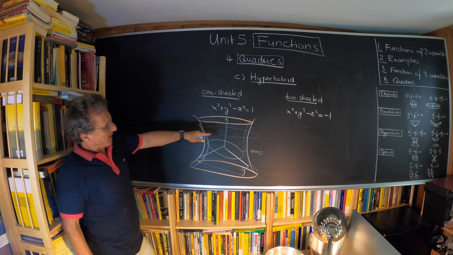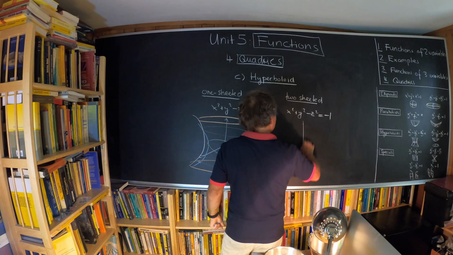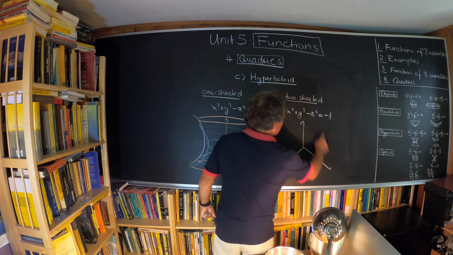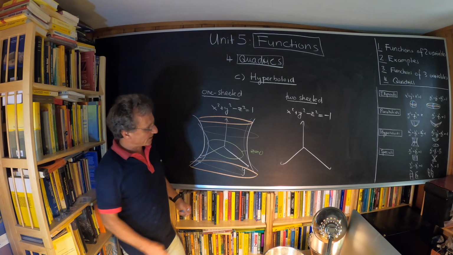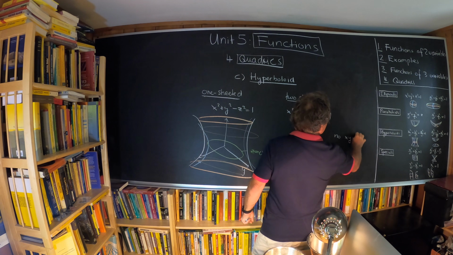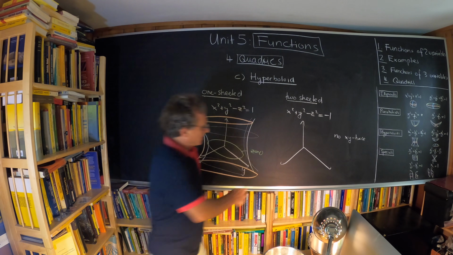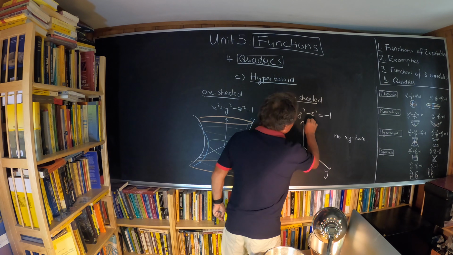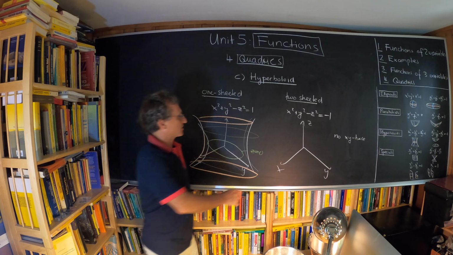Now, there's a change here when you take x squared plus y squared minus c squared is equal to -1, because if you put z equal to 0, you see there is no intersection here. There's no root, no xy trace. This means when we take the xy plane and intersect it with the surface, we don't get any intersection. It means this surface is divided in two parts.